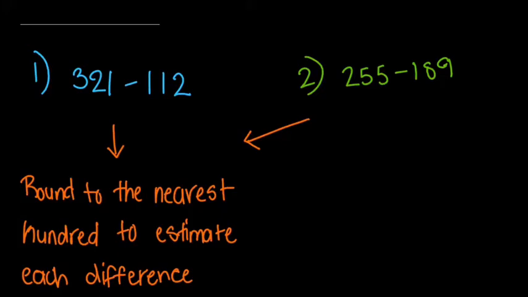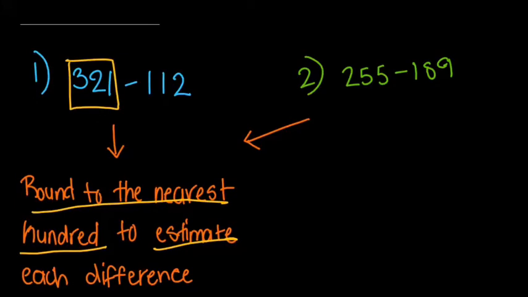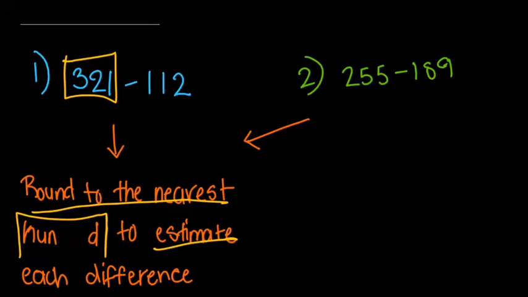So the first question is, round to the nearest 100 and estimate each difference. The first problem is 321 minus 112. The first number is 321, and it says we have to round to the nearest 100. That's the key point: nearest 100.